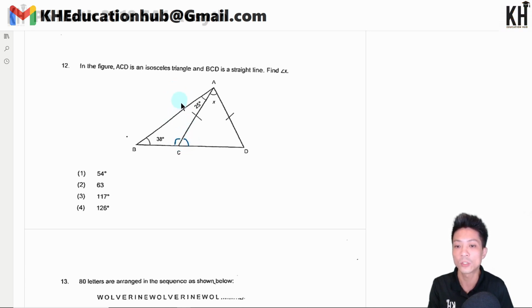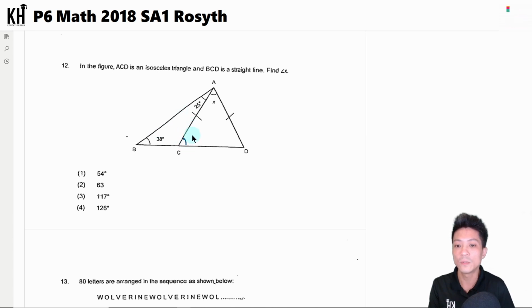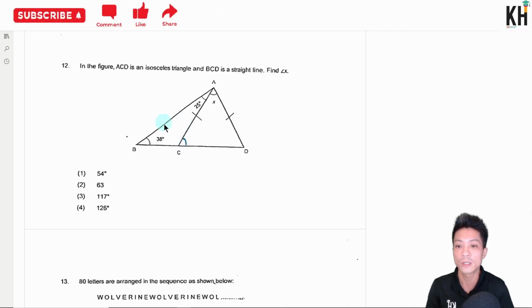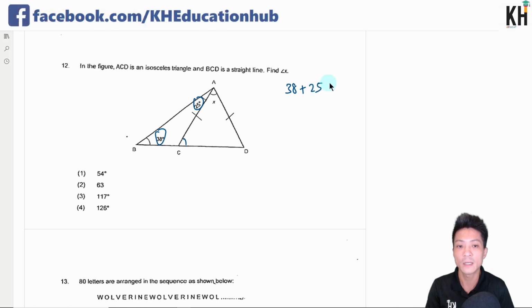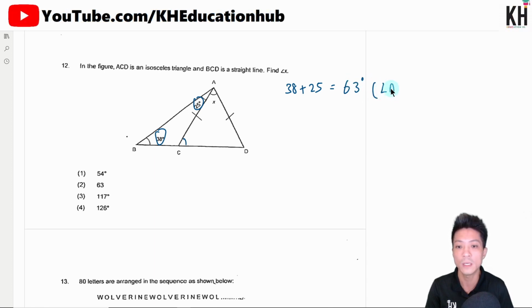But there is a shortcut which you can use. Instead of doing it in 2 steps, you can find this angle, which we call the exterior angle of a triangle, by using this plus this. So 38 plus 25 is equal to 63 degrees. So this is for angle ACD.